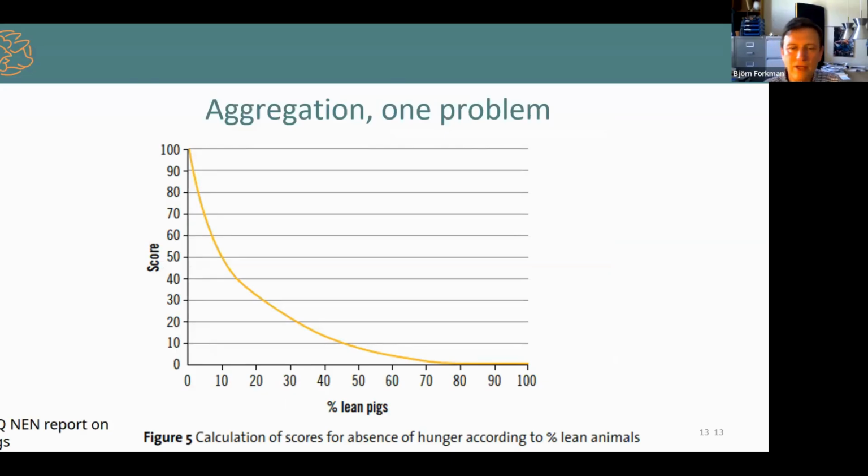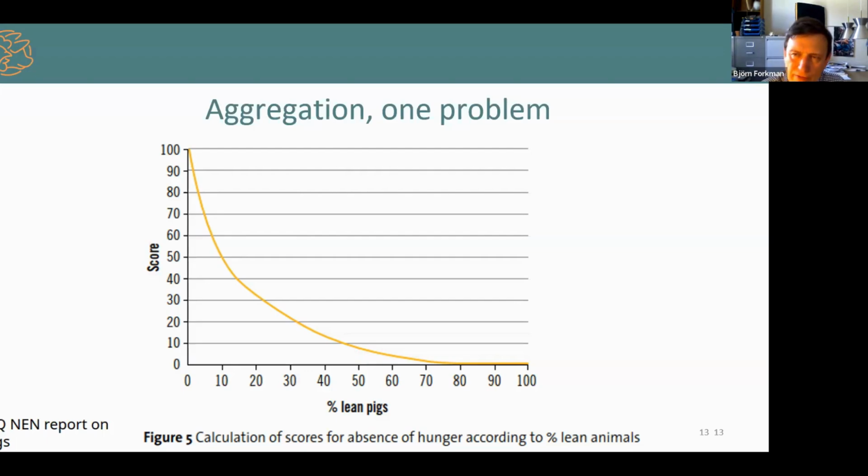All right, so if you're looking at this, I hope you can see. Are you seeing the bottom here? Can you read what it says? Yes, we can see it. Good. Okay, so this is the percentage of lean pigs in the farm. And this is the score experts have given a given farm. So it's just one parameter, just one indicator.